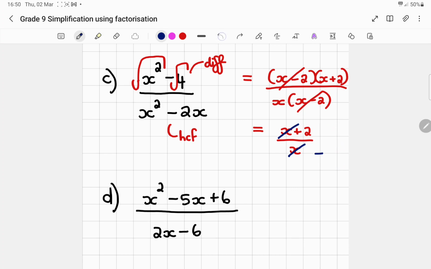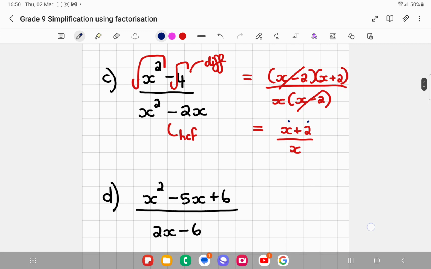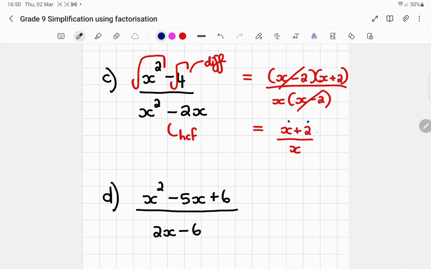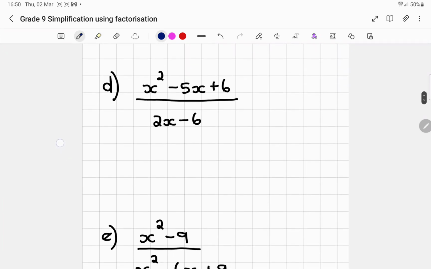Why? Because it brought me back to 2 terms. I've got now again 2 terms divided by 1 term. So I cannot divide out. If I could take out a highest common factor over x, but I can't because there's no x over here by the 2. So that's where your answer stays.